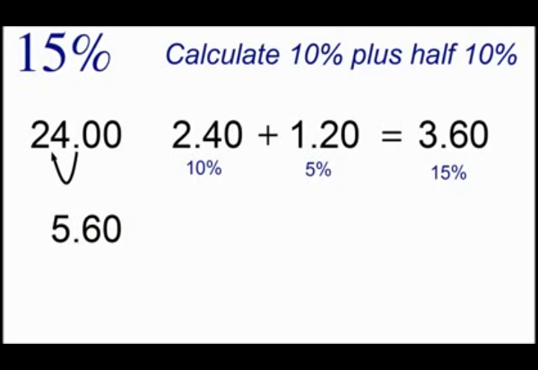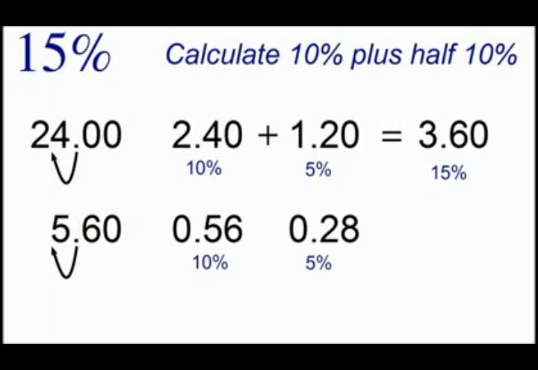For the number 5.6, we calculate 10% by moving the decimal point one spot over, and now we have to take half of 0.56, and we can do this easily as 0.28. So to get to 15%, we add these two numbers together, and we get that 15% is 0.84.